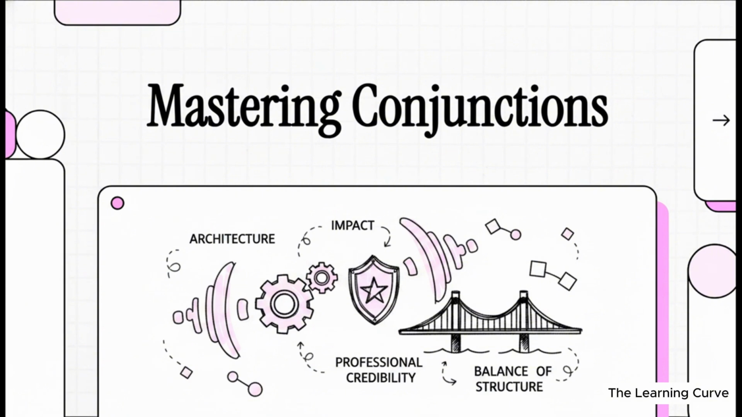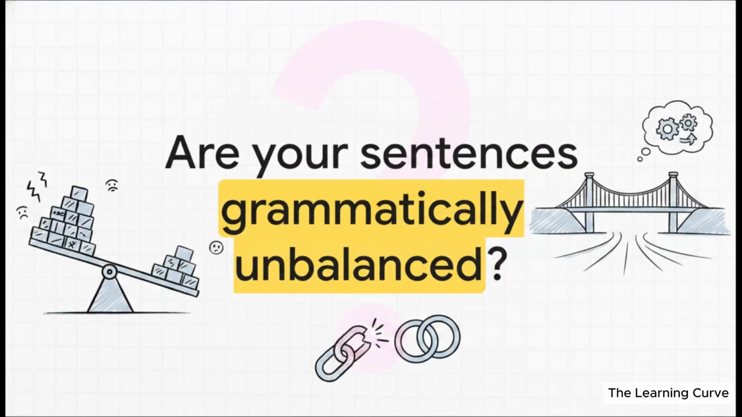So think of these not as rigid, boring constraints, but rather as the underlying architecture that gives your most complex ideas structure and real impact. When you master this, and you will, you literally elevate your writing from merely understandable to absolutely undeniable. So I want you to ask yourself honestly, are your complex sentences grammatically unbalanced? It's a serious question because in a high-stakes environment, the consequences are incredibly real.